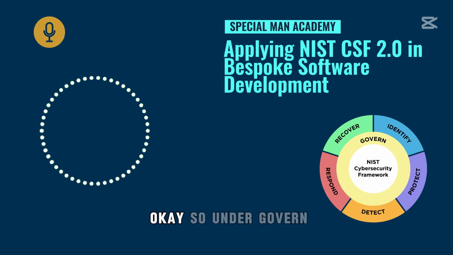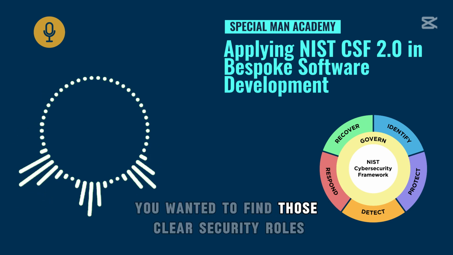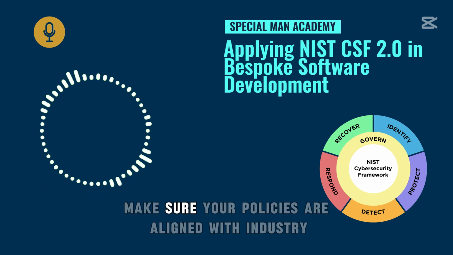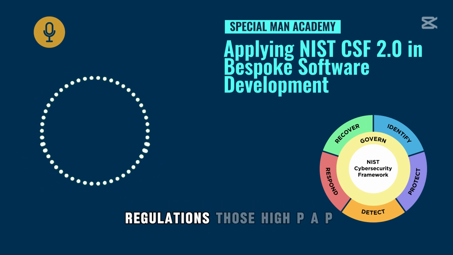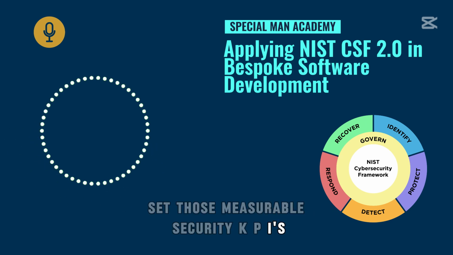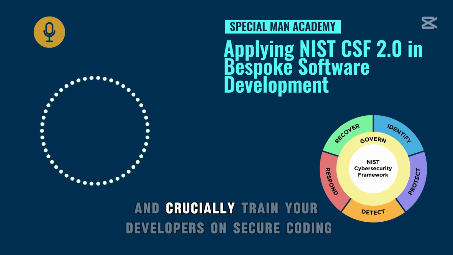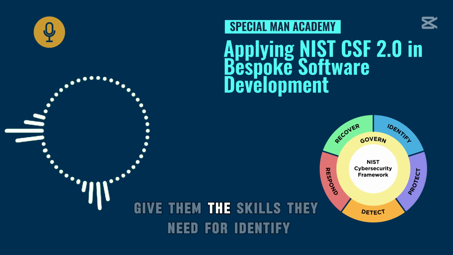Starting with Govern. Okay, so under Govern, you want to define those clear security roles for everyone involved. Right. Who's responsible for what? Make sure your policies are aligned with industry regulations, those HIPAA, PCI DSS, and others we talked about. Set those measurable security KPIs, those key performance indicators, so you can track your progress. And crucially, train your developers on secure coding and threat modeling. Yeah, give them the skills they need.